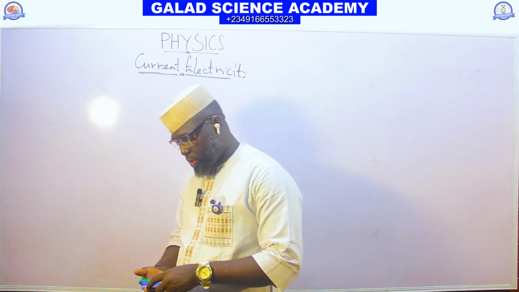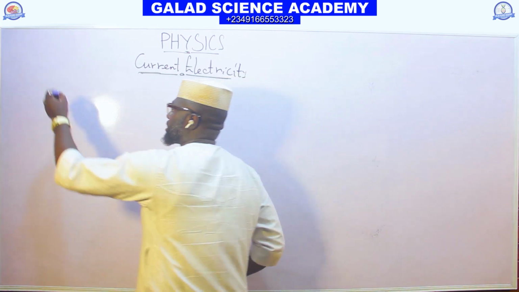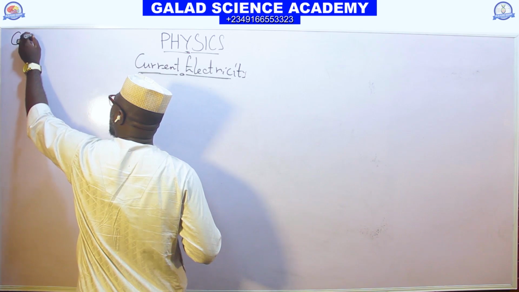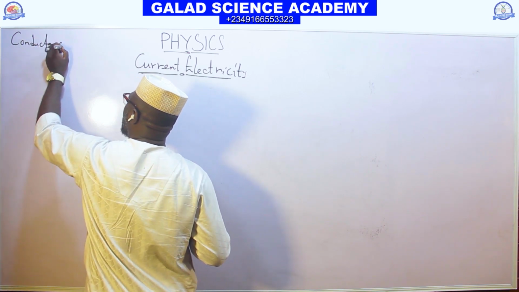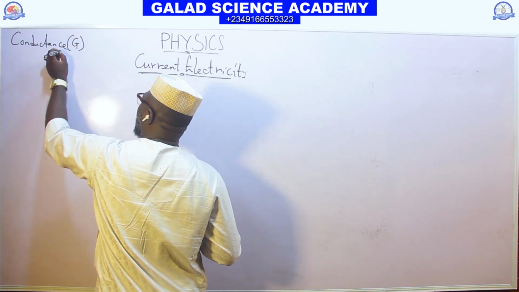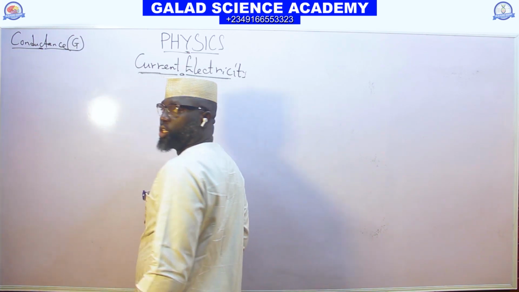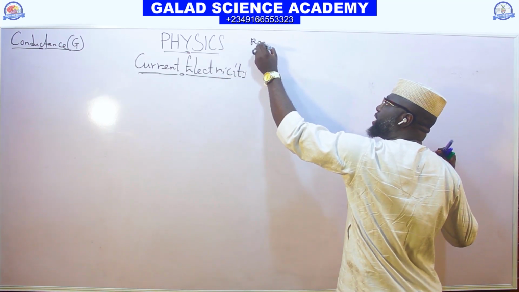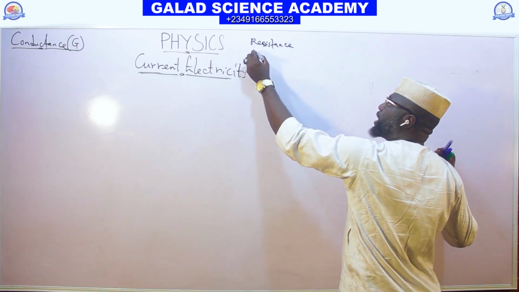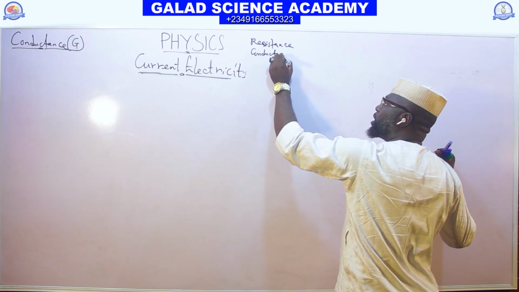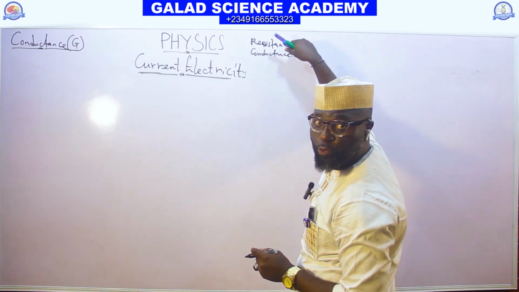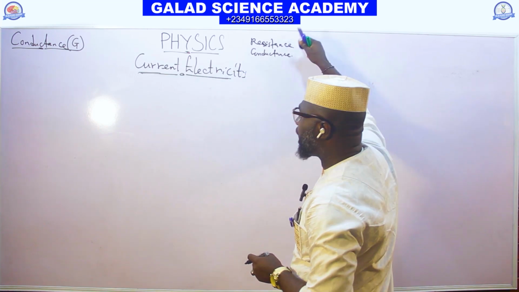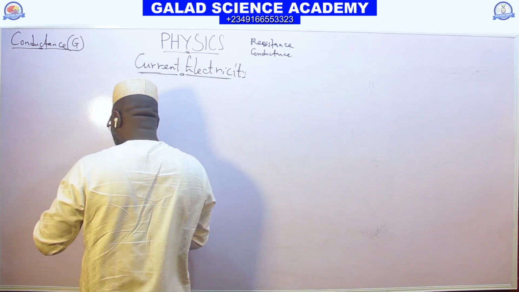The next physical quantity we are going to treat now is conductance. The symbol is G. You know we have resistance, and we have conductance. Resistance is opposed to the flowing of current. Conductance is the ability of current to flow. So they are reciprocals. So what is conductance?